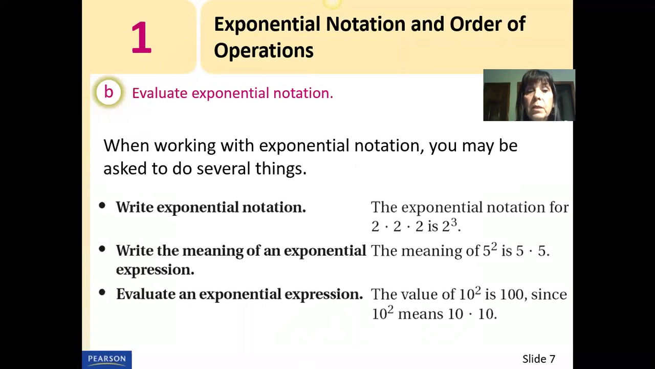When we're working with exponential notation, you may be asked to do different things. You might be asked to write a product in exponential notation. So for example, 2 times 2 times 2 would be written 2 to the 3rd. They may ask you, what does it mean to have a power? So what does 5 to the 2nd mean? That means 5 times 5.